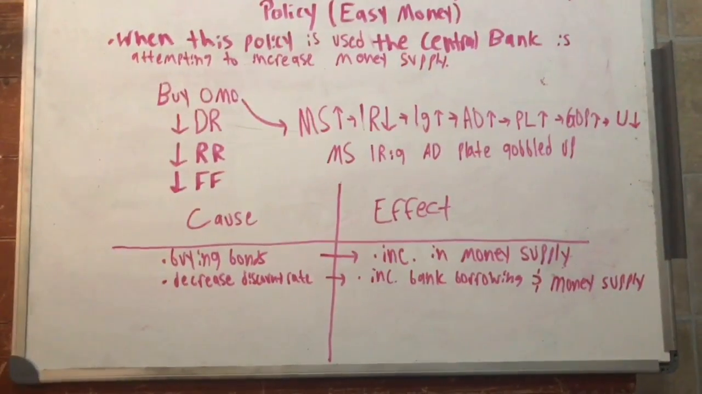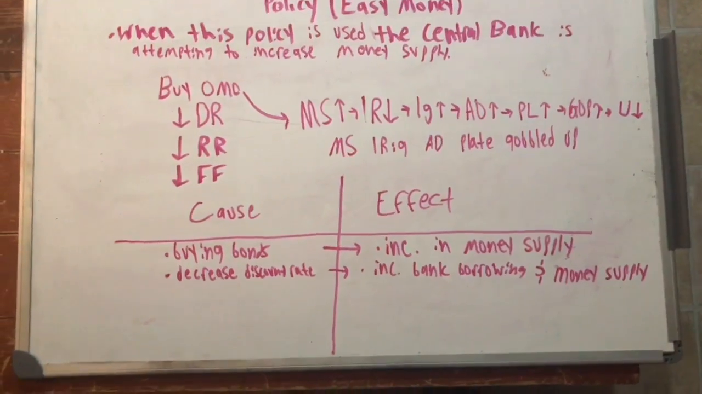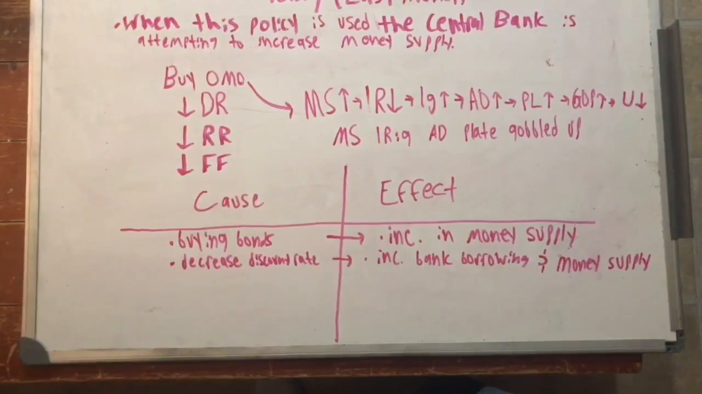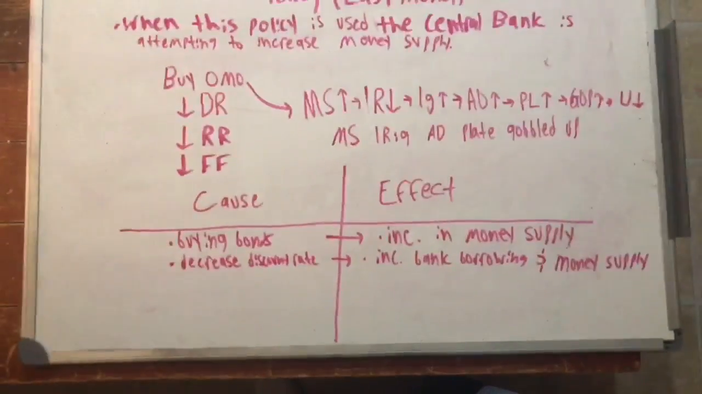Buying bonds causes an increase in the money supply. Decreasing the discount rate causes an increase in bank borrowing and money supply.